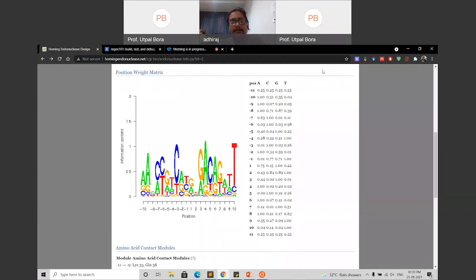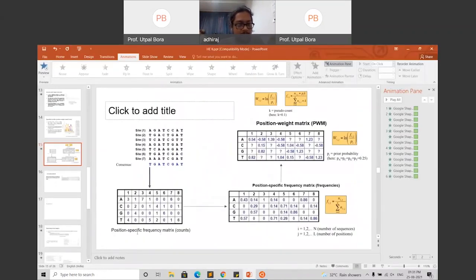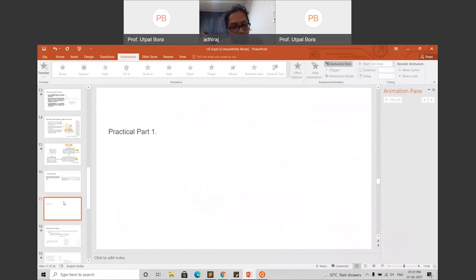Suppose someday you are working in your lab and you come up with some endonuclease which is cleaving here and there, and you need to know how to get the targets for this endonuclease, which is not in any database. So how do you go about that problem? Let's understand that. First, let's understand the problem itself.